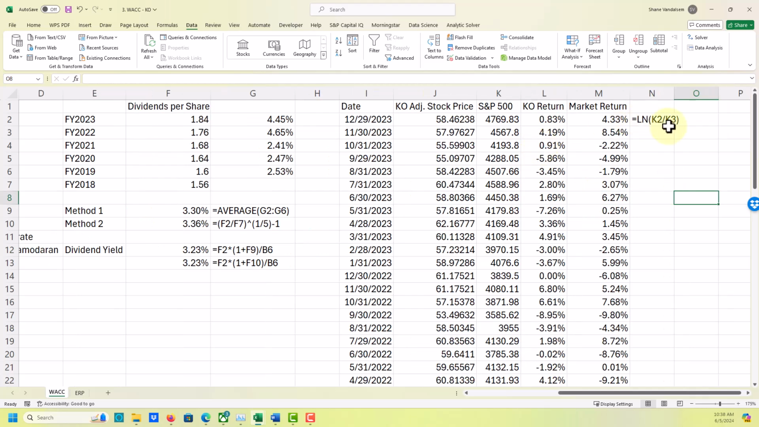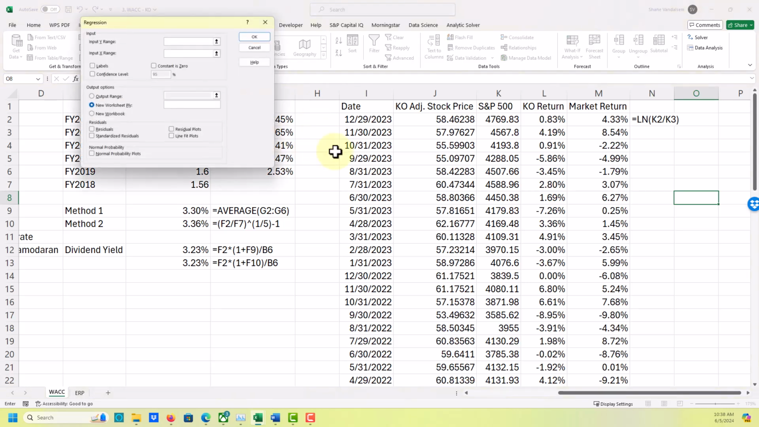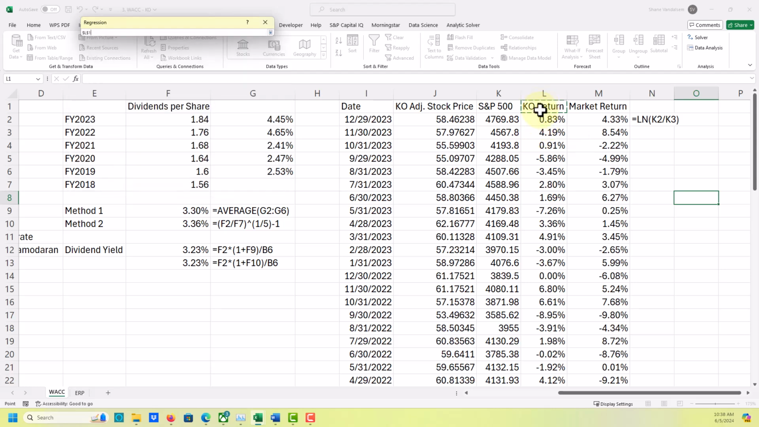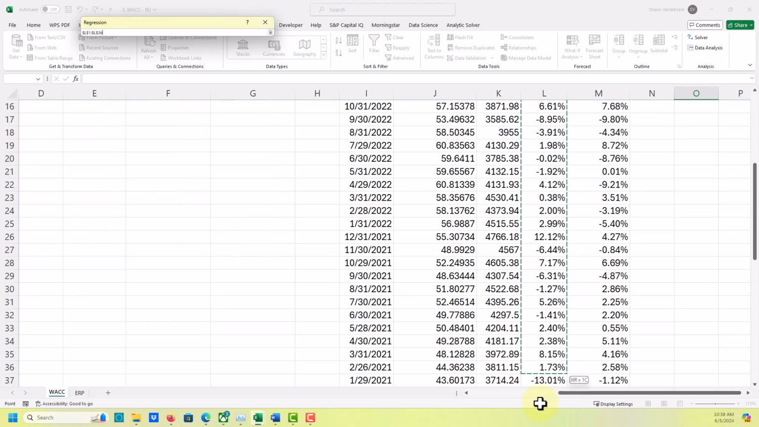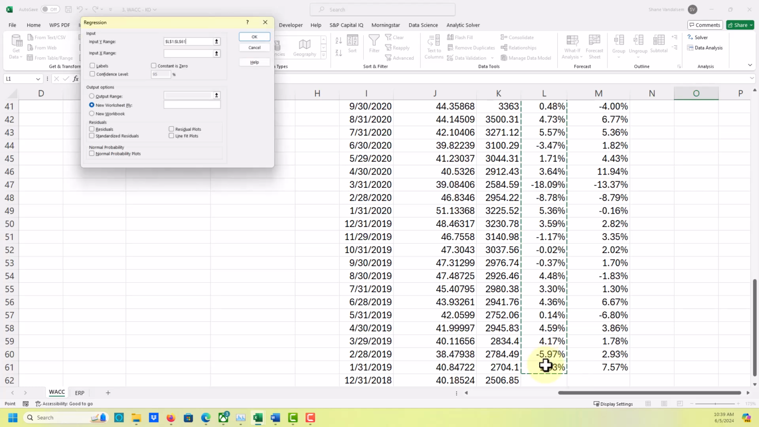So I'm going to go out here to Data Analysis, and I want to select Regression. So I'm going to select Regression and select OK. My Y input range, so my Y's are the returns for the investment. And note here that I am highlighting the label as well. I'm going to just select all of my returns there.